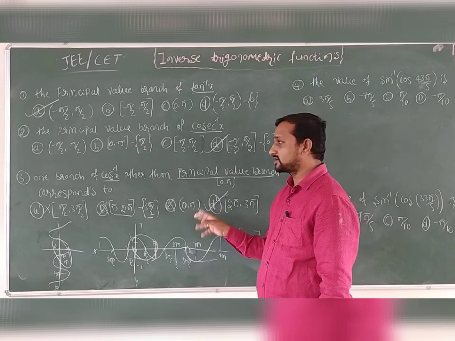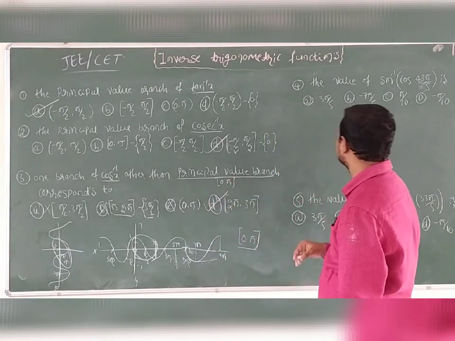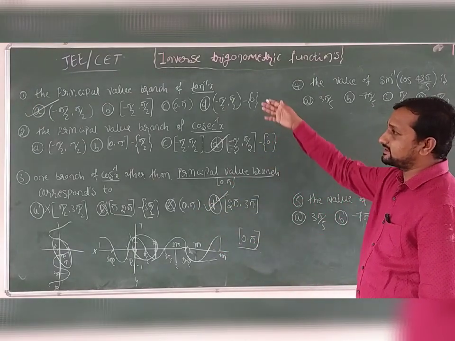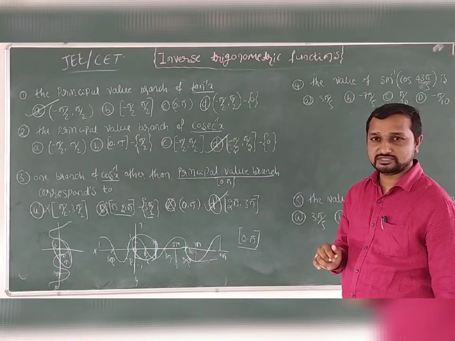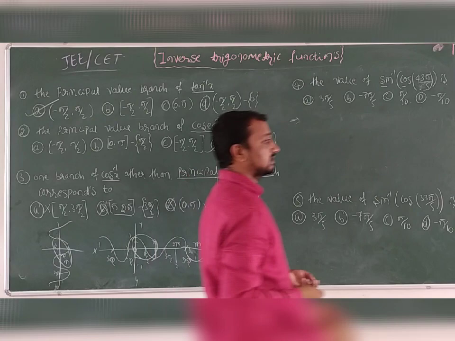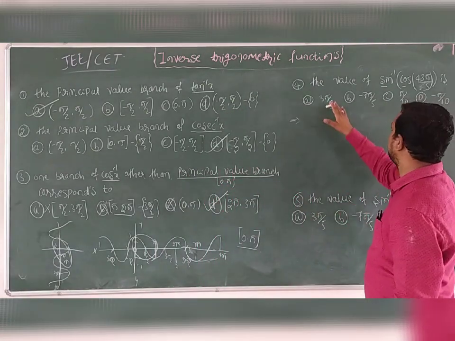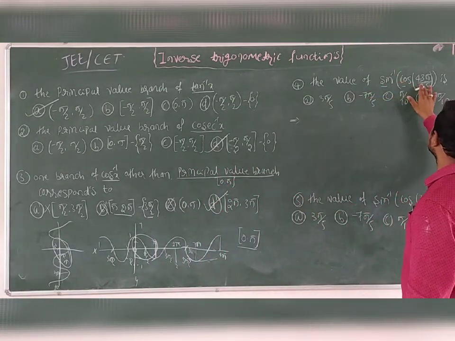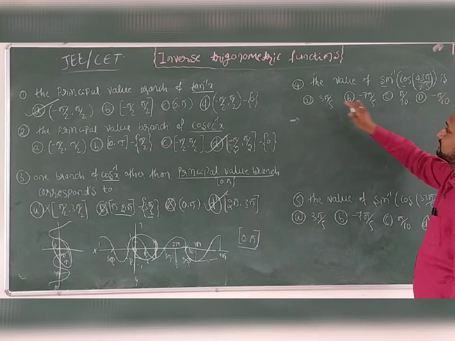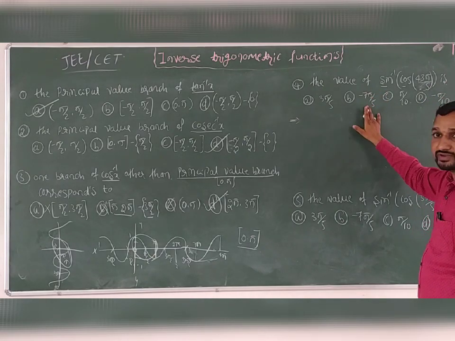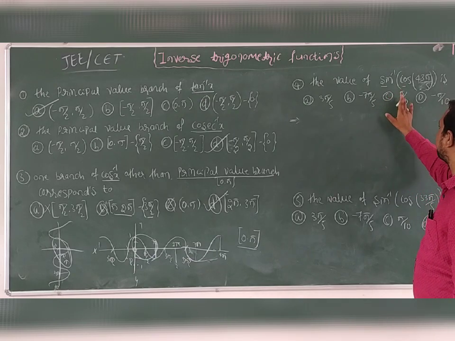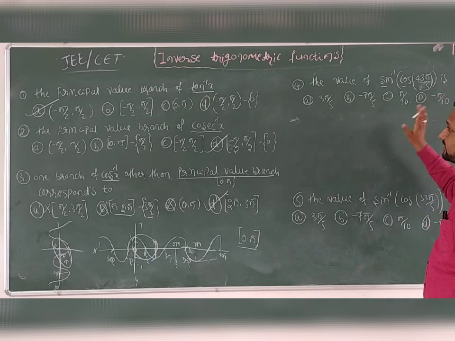Is that clear? Remember that and write down this question. These are questions depending upon the range and domain of the inverse trigonometric function. The fourth question: the value of sin inverse of cos of 43π by 5 is, option A 3π by 5, option B minus 7π by 5, option C π divided by 10, option D minus π by 10, like that.